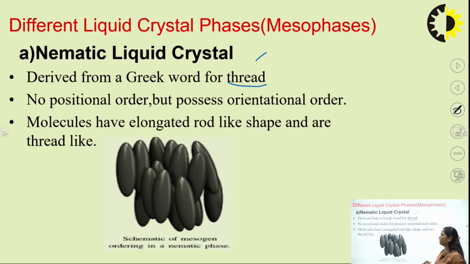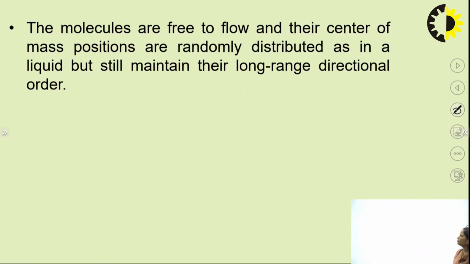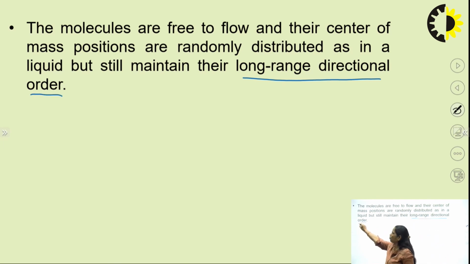What are the properties of these nematic liquid crystals? It does not have any positional order and possesses some degree of orientational order. The molecules are elongated in a rod-like shape and are thread-like. The molecules are free to flow like liquid. In nematic liquid crystal, there is very random movement, some degree of mobility. So we can say it is just like liquid. But no, they are not liquid because they maintain their long range directional order.